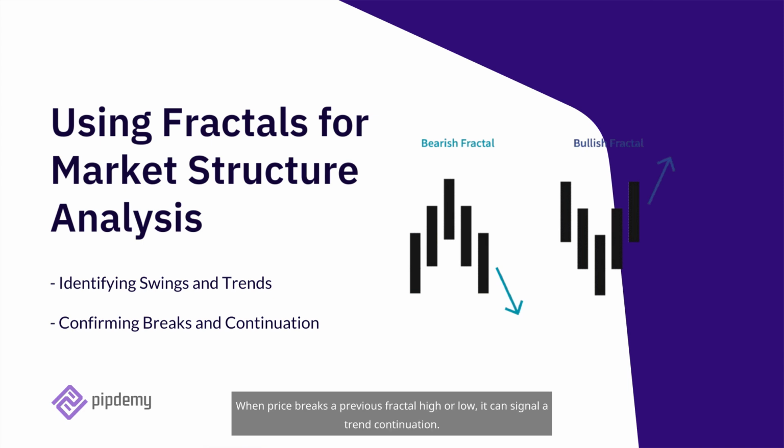When price breaks a previous fractal high or low, it can signal a trend continuation. This makes them useful for confirmation after pullbacks or during breakouts. Combine them with moving averages or trend lines for even stronger signals.